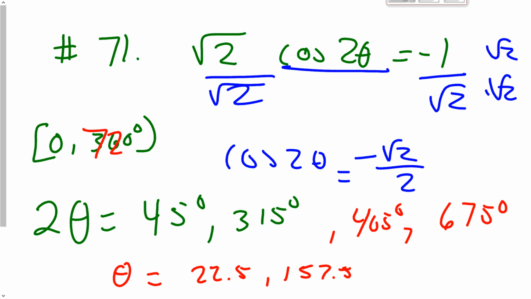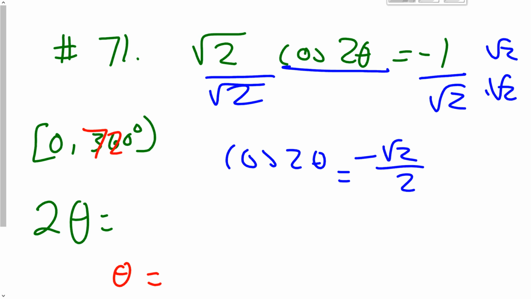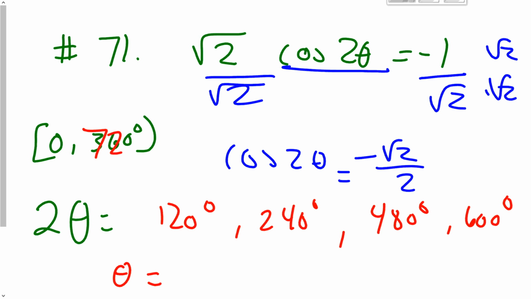Oh dang, I did the positives. Sorry about that. Let's erase these. I did the positives because I'm looking for negative root 2. So that's 120 degrees. Add 360 to that, so that would also include 480, and then also 240. Add 360, so that's 600. Okay, and so then we can go ahead and divide those by 2, so that's 60 degrees.